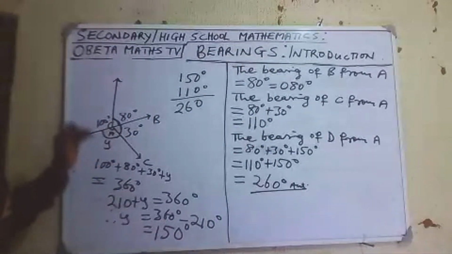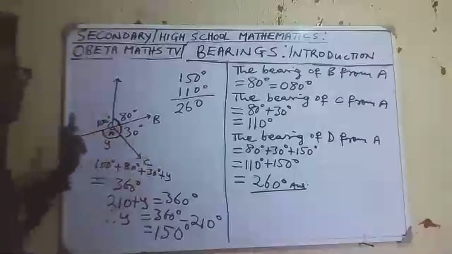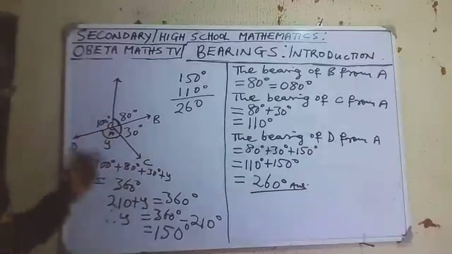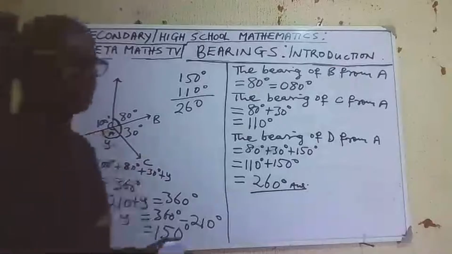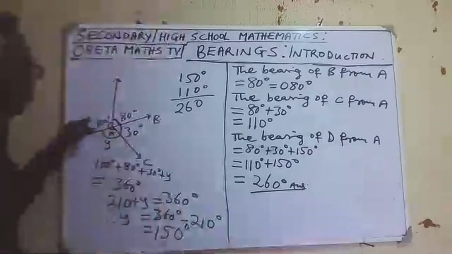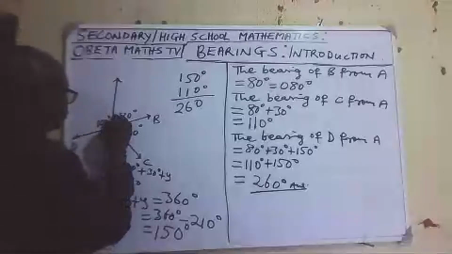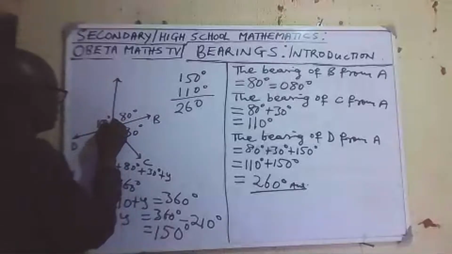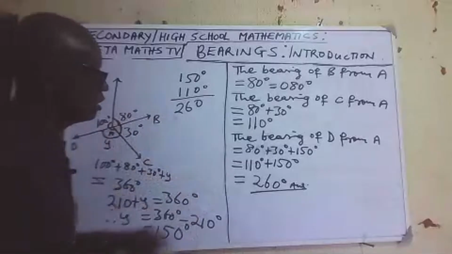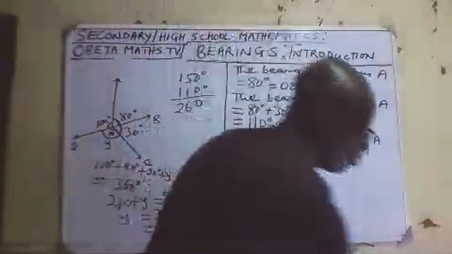So we have succeeded in getting the bearing of B from A, the bearing of C from A, and the bearing of D from A. In that of D, we can also solve it in another way by subtracting this 100, because since this is 100, you can just subtract 100 from 360, you get 260, which is the value. So let's move on.